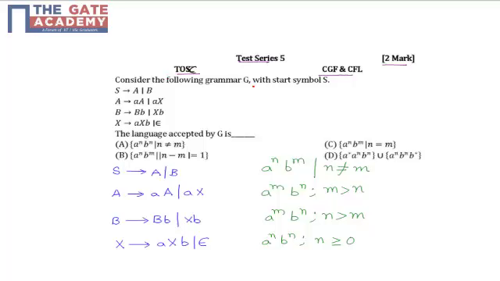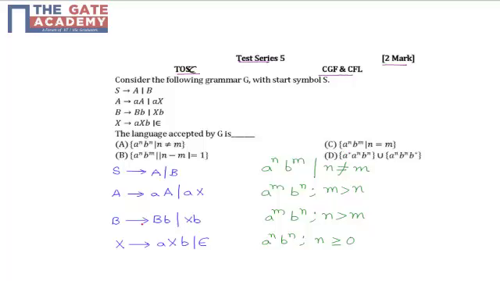Consider the following grammar G with start symbol S. S tends to A or B, A tends to AA or AX, B tends to BB or XB, X tends to AXB or epsilon. The language accepted by G is: Option A, a^n b^m, n not equal to m. Option B, a^n b^m, where modulus of n minus m is equal to 1. Option C, a^n b^m, n equal to m. Option D, a star b^n union a^n b star.